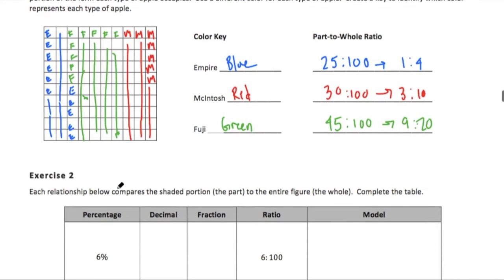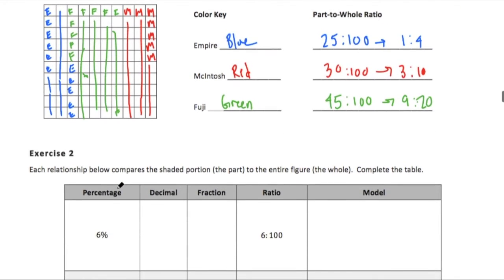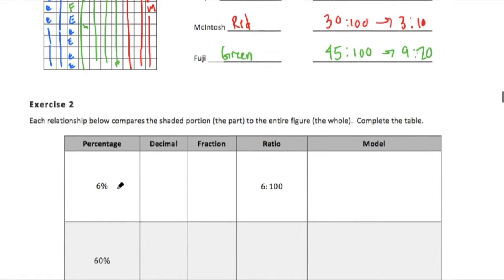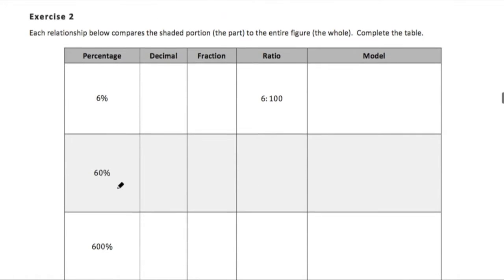Percentages really are just another way that we can represent a decimal or a fraction. So the table below here is where we're going to try to represent the same number in different contexts. So they gave us that 6% is our percentage, and they gave us a ratio of 6 out of 100. Well, what decimal would that represent? Well, if it's 6 out of 100, that's 6 hundredths. So our decimal equivalent is 0.06, putting 6 in the hundredths place. As a fraction, if it's 6 out of 100, it's just 6 out of 100.